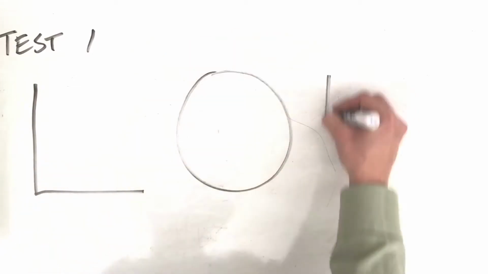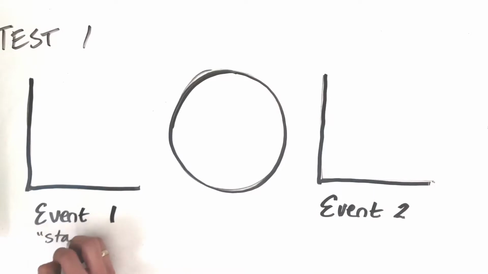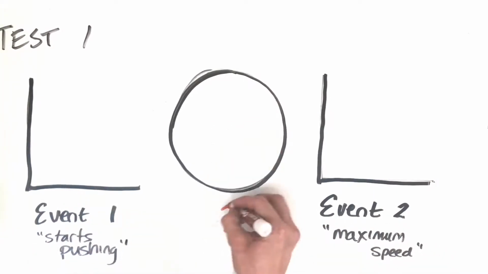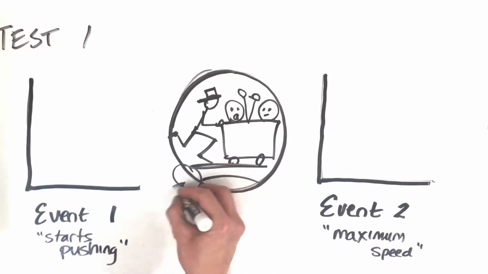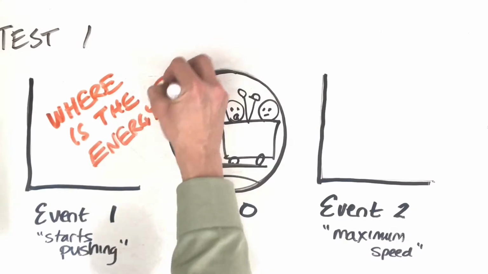So let's do our LOL chart. Okay, event 1, event 2. Let's remind ourselves really quick what they are. Starts pushing and reaches maximum speed. And let's put the system in there. And that's our system boundary. That circle represents our system boundary. Pretty cool, huh? The total change in energy is 0.